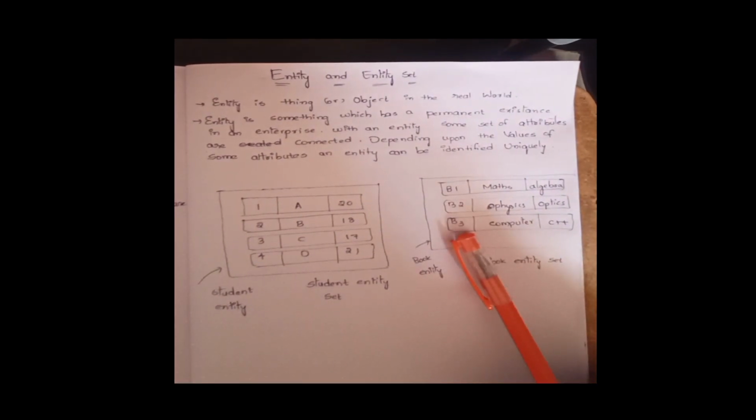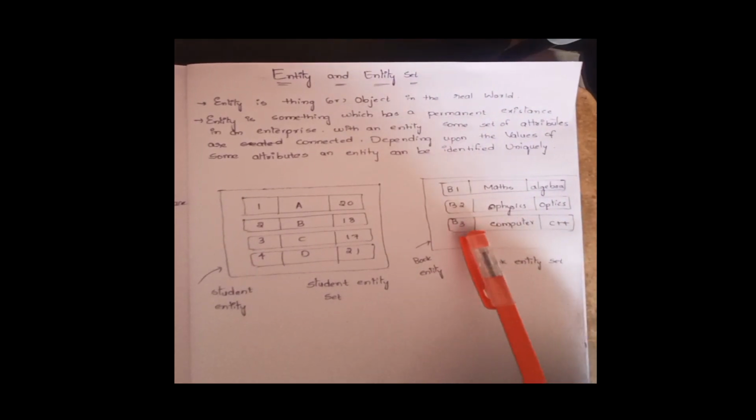Say in case of a book, this is book number, book subject, and book title. In this way we have three book entities, 1, 2, 3. These are three book entities. The book attributes are book number, book subject, and title. These are attributes. Combined we call it an entity, and the combination of all entities we call an entity set. They are alike, they are similar, so they will form one book entity set.